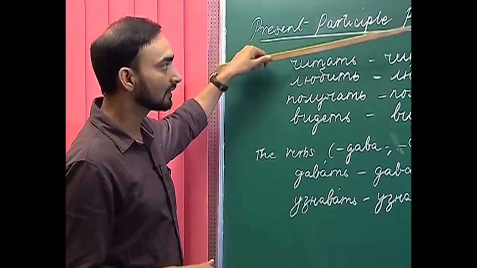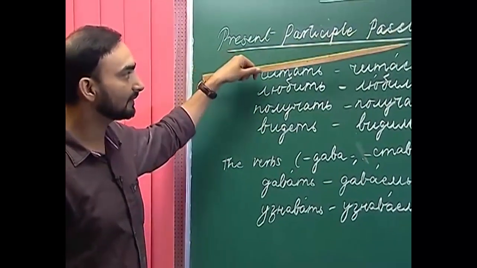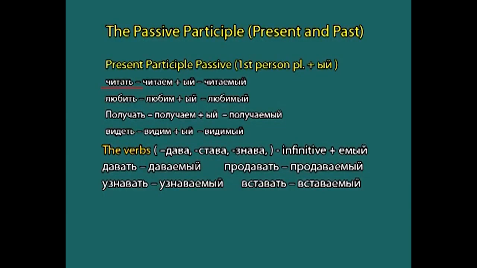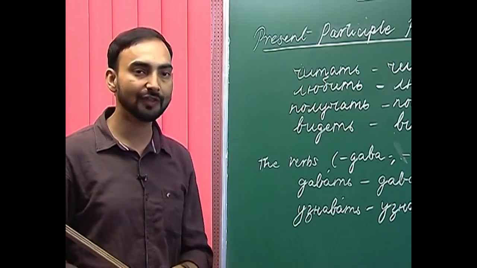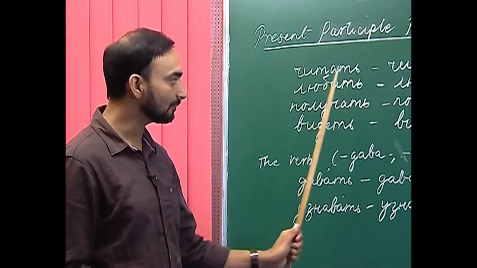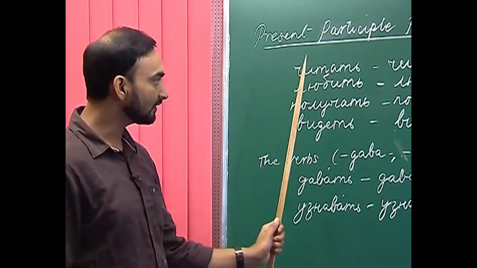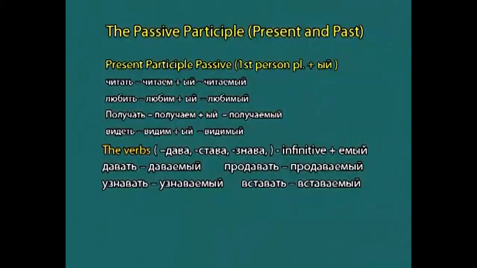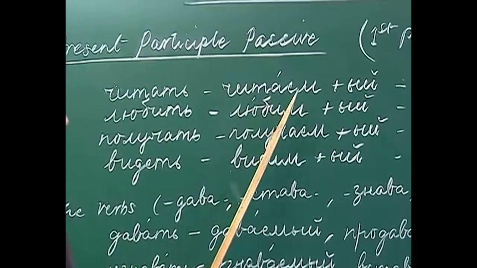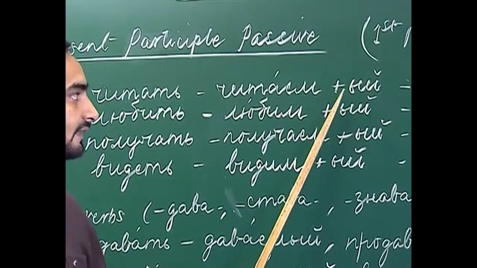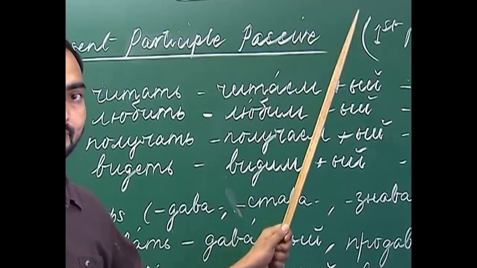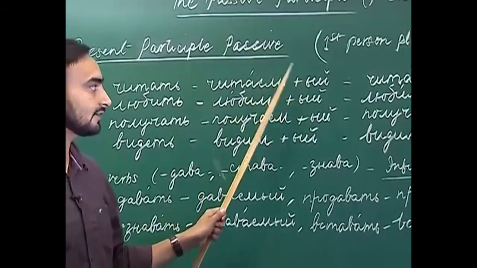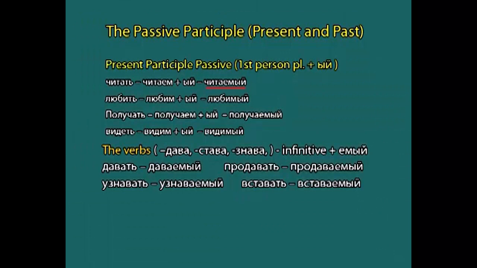So, now let us try to form the present participle passive with verbs like читать, любить, получать and видеть. How do we form the present participle passive from these verbs? The rule is very simple. The first thing you have to do is take the conjugated form of these verbs in the first person plural. So, with мы, if we conjugate the verb читать, what do we get? Читаем, and then you add the adjectival ending ый and й краткое. So, first take the first person plural conjugated form and then add the adjectival ending ый and й краткое, and you get the present participle passive. So, читать, читаемый.